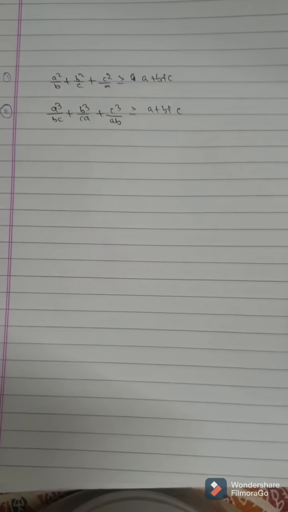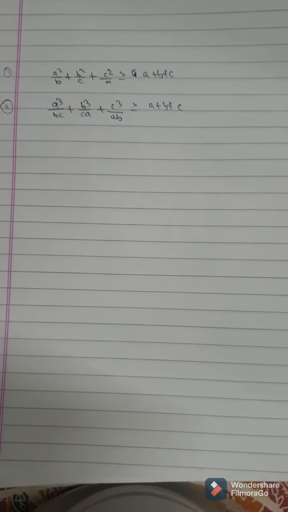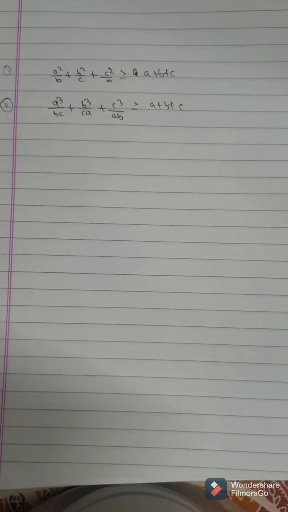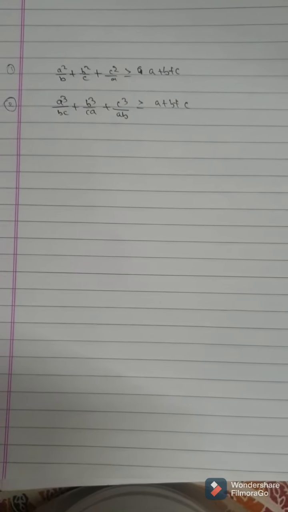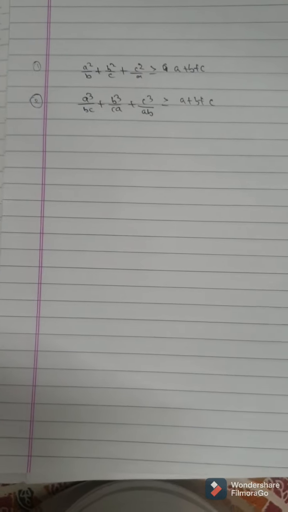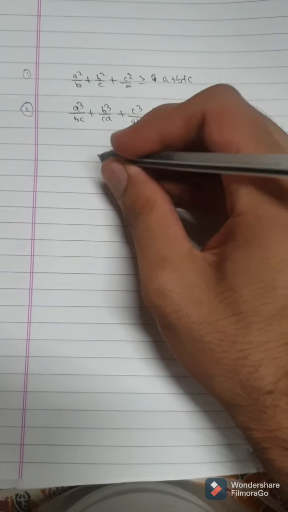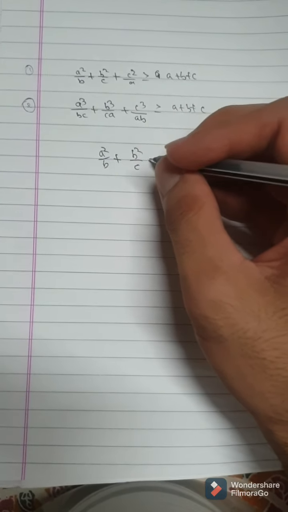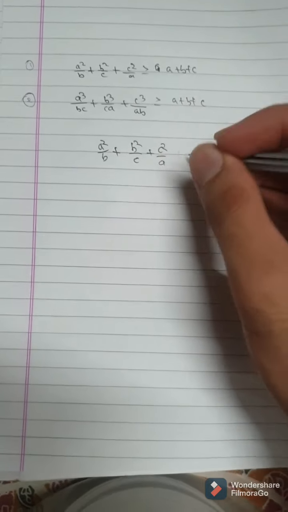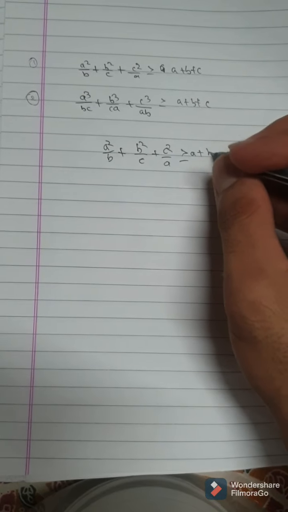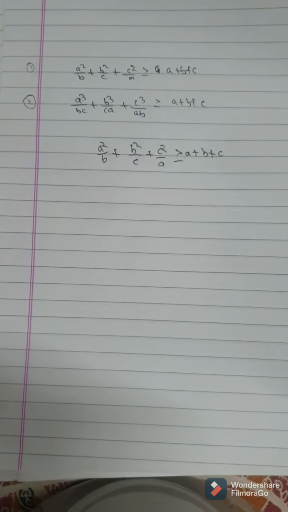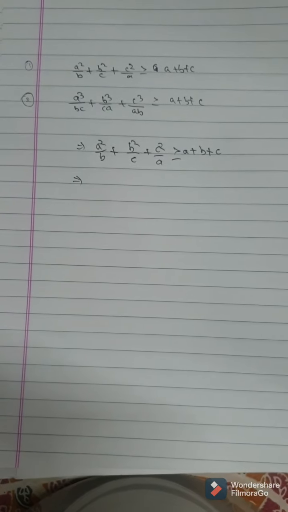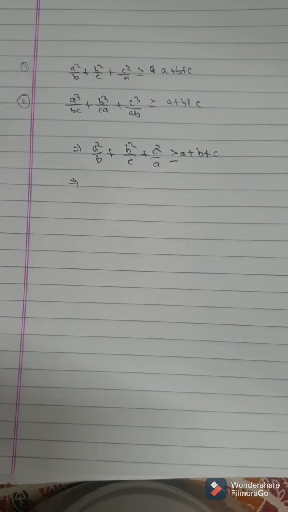So please try the first problem. I hope you may have tried this problem. Now let me show you the solution of this one. See, this is a bit trickier problem, so it needs to be approached in a different manner. Let me write it down first. A square by b plus b square by c plus c square by a greater than or equal to a plus b plus c. This is a tricky problem. So let me tell you how to do this one.